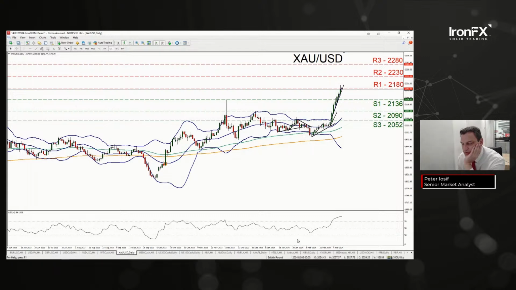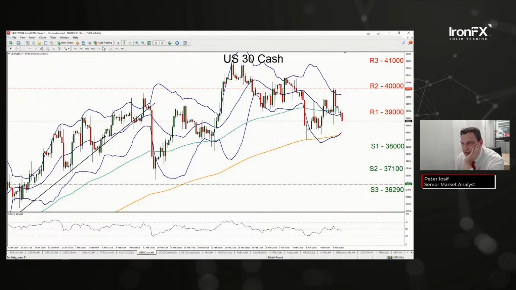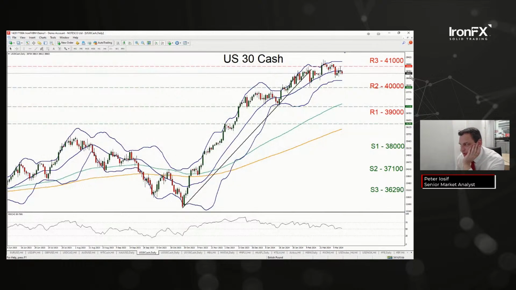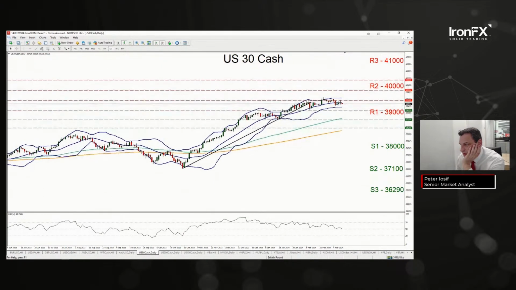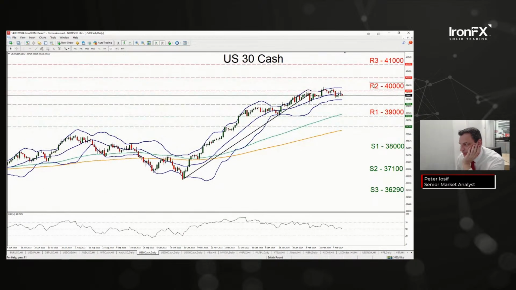Okay, let's have a look at US stock market, starting with Dow Jones. Dow Jones in the daily chart, sideways motion. Let's correct the label so we get a clearer picture.